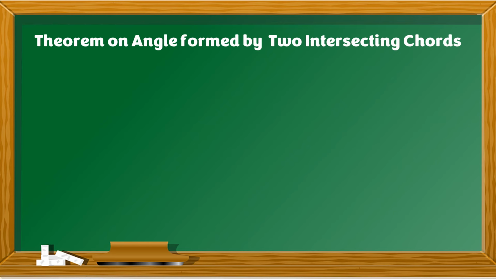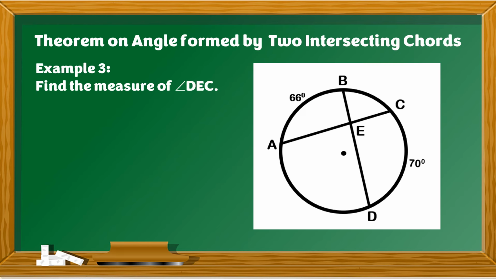Let's have now example number 3. Find the measure of angle DEC. This is now angle DEC in the given figure. And the chords of the given circle are line segment BD and line segment AC. The point of intersection between the two chords is point E. So first step is we're going to write the given. The measure of arc AB is 66 degrees. And the measure of arc CD is 70 degrees.